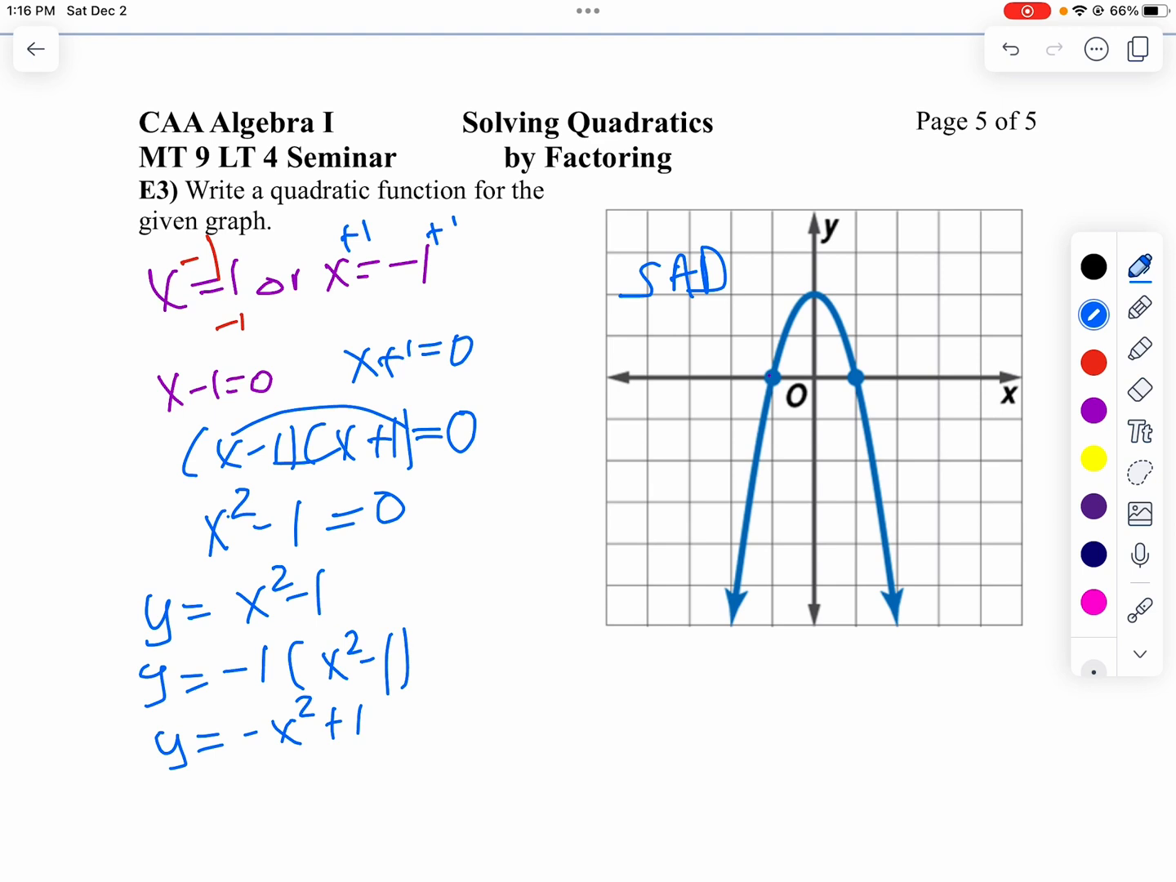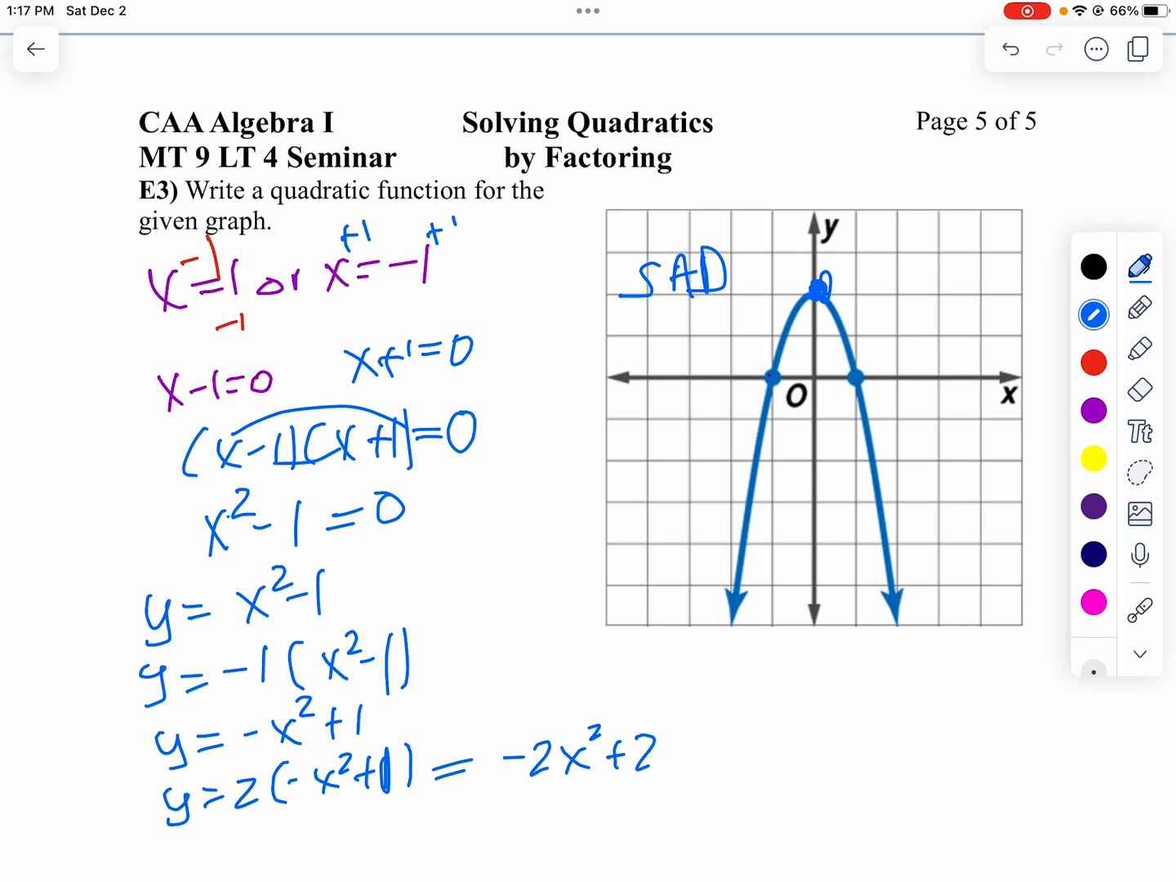Now, my other issue is, notice my y-intercept is at 2, isn't it? So I can't just change it to a 2 because that won't make it factorable. I multiply the whole equation by 2. So I go 2 times negative x squared plus 2, or negative 2x squared. And I went ahead of myself. That was a 1 in there. Sorry about that. And then we get plus 2. I want to write the answer right away.